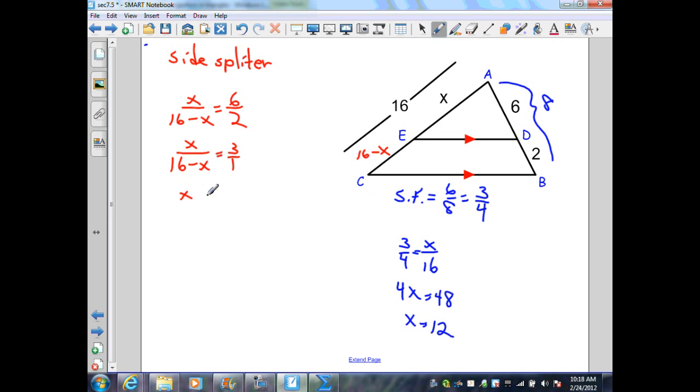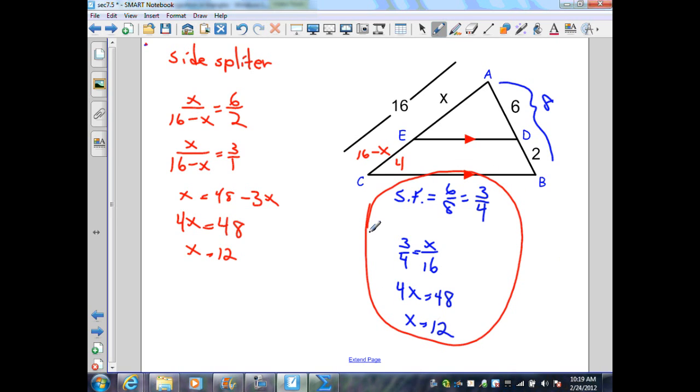Cross product gives me x, and distribute this expression with 3 gives me 48 minus 3x. That gives me 4x when I add 3x to both sides, equal to 48. Divide by 4, I get x equal to 12. I get the same solution for x, and also I can find 16 minus x, which is 16 minus 12, which gives me the length of CE, which is 4. I could have done that on both of these values, but this is the only one that I could use to find ED and CB.